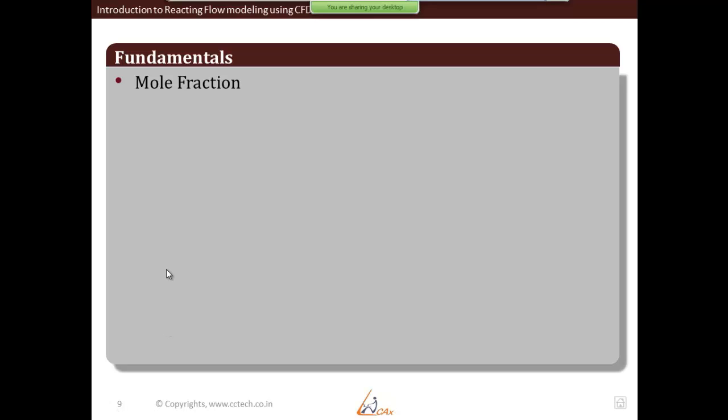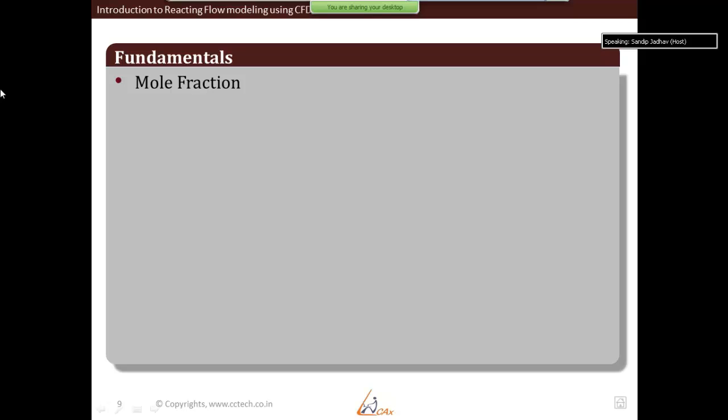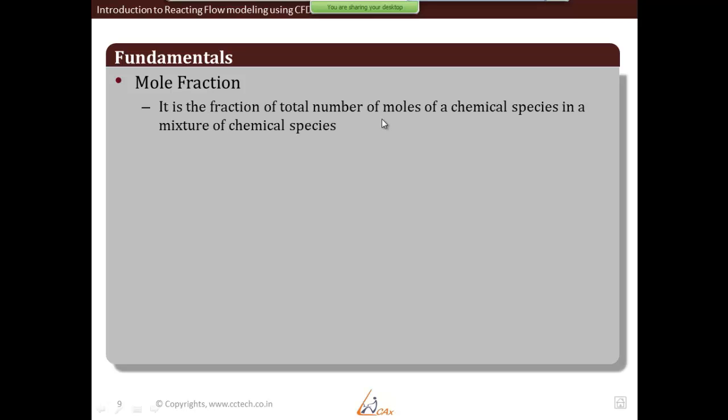A concept that is very much associated with chemical reactions is mole fraction. Whenever we consider chemical reactions, most of them basically involve a mixture of chemical species. So it is important to identify each individual chemical species' contribution. Therefore these concepts have come into origin. Mole fraction is defined as the fraction of the total number of moles of a chemical species in a mixture of chemical species. So it is the number of moles of that species divided by the total number of moles.